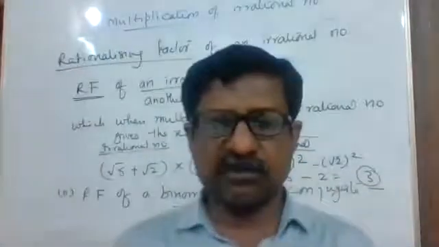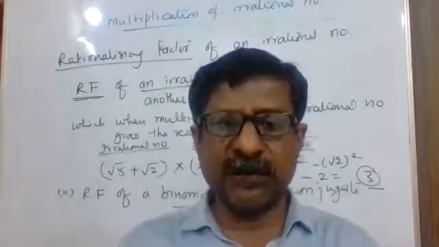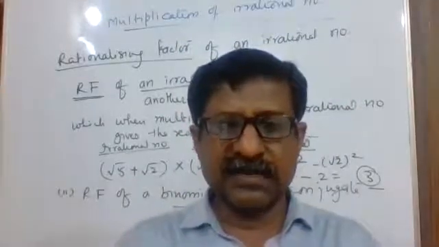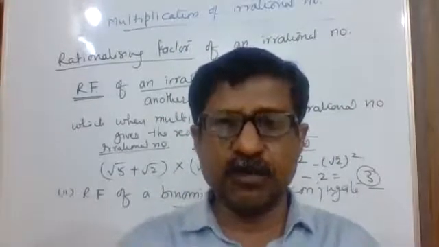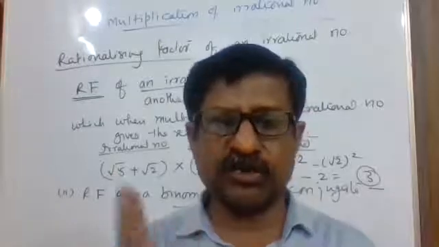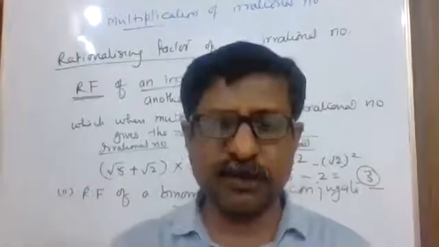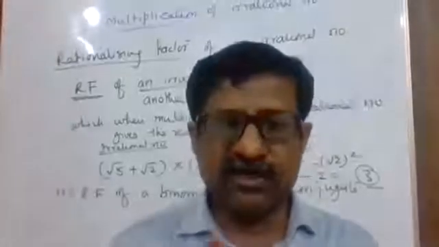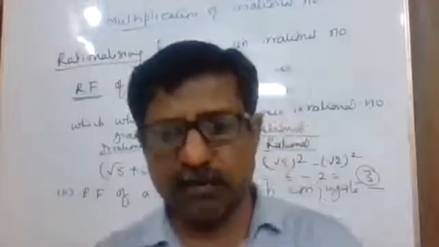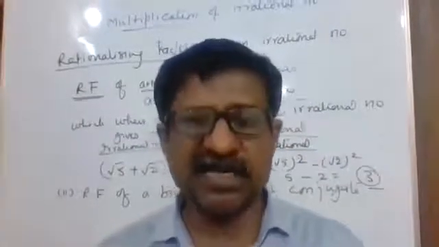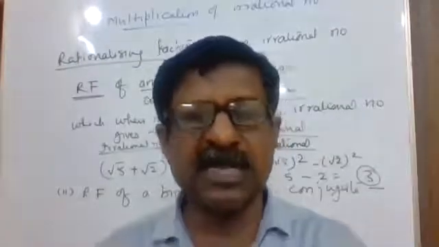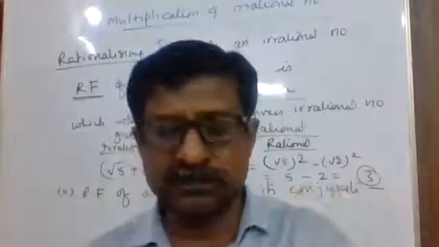Two things we have learned here. The basic was to multiply. Second, the rationalizing factor of a monomial and a binomial. Two things you have to keep in mind for this particular topic. The rationalizing factor of a monomial is the same monomial, and the rationalizing factor of a binomial is its conjugate.